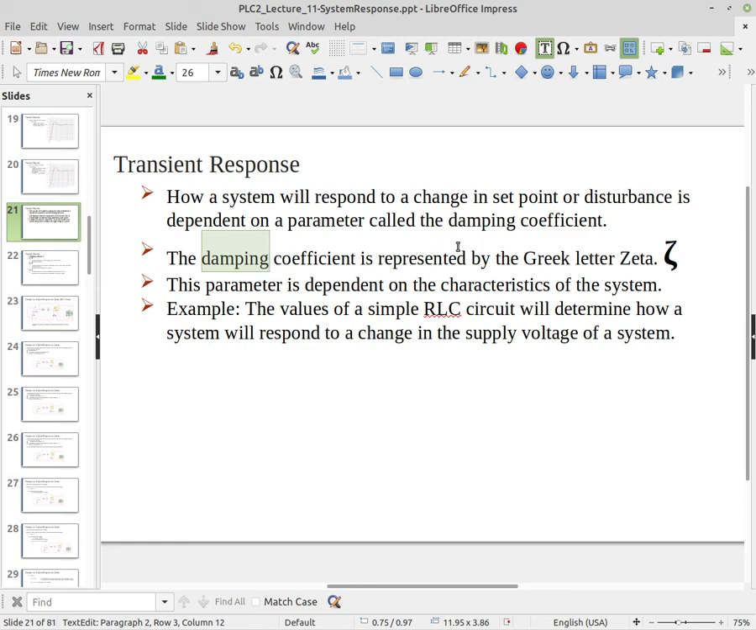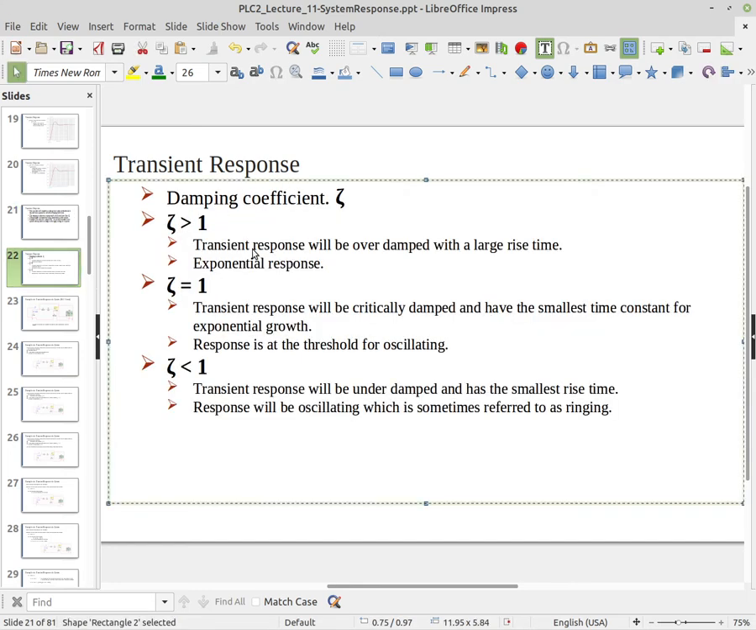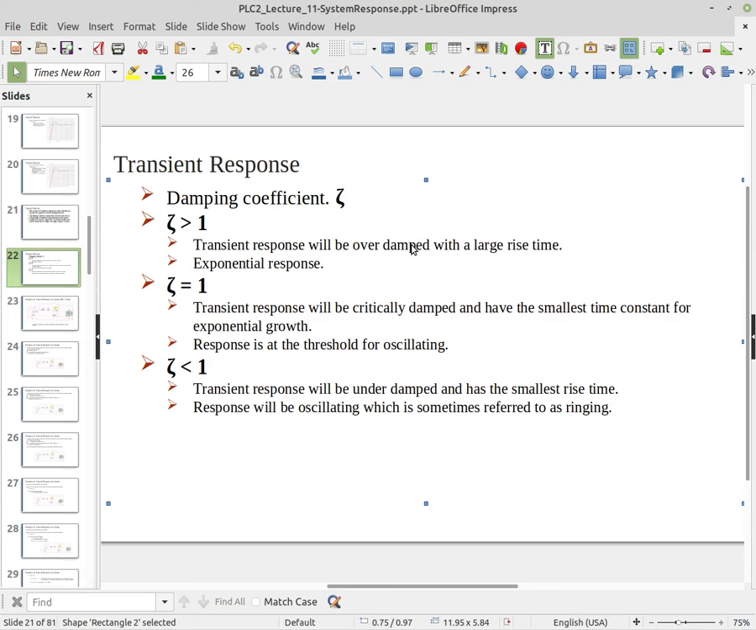Alright, so for zeta to actually exist, we're assuming we have at least a second order system where we have two different factors that are going to push the system that are kind of going to oppose each other. Alright, so if our damping coefficient is greater than 1, it basically says we have lots of damping, lots of friction, lots of resistance in the system.